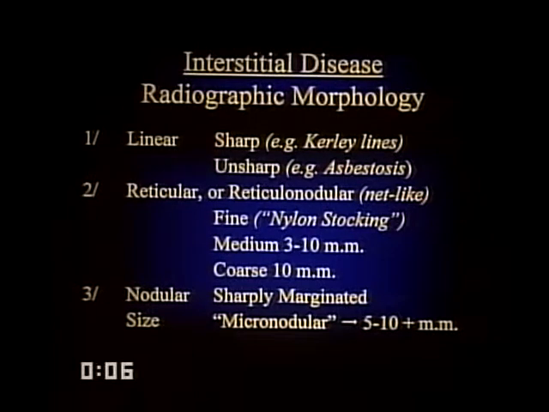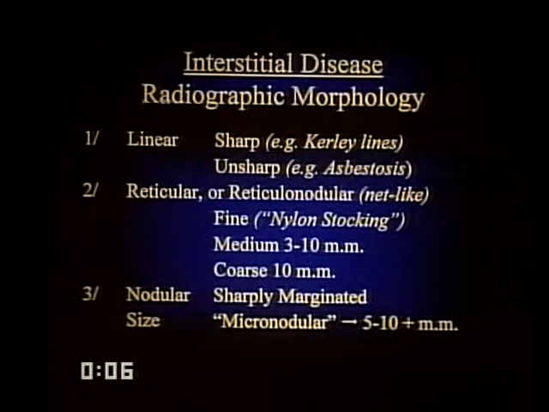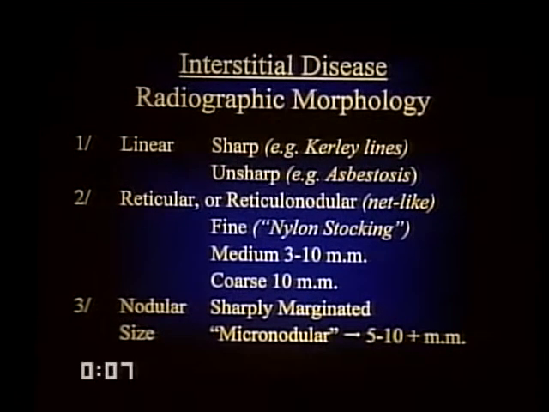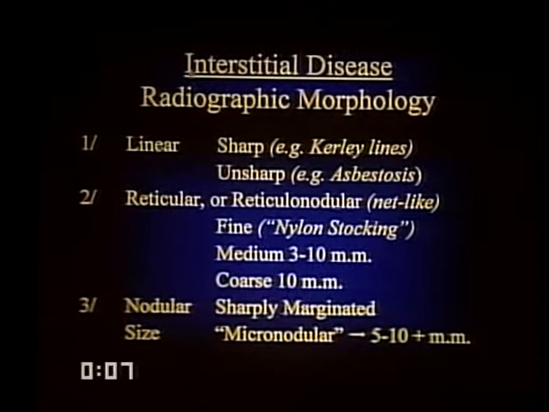The morphology: it is customary to classify it as linear, which may be sharp, the classic curly line, or unsharp. A good example of this is asbestosis. It may be reticular, and a reticulum means a net-like structure. By convention, these are defined as fine, likened in the older literature to a nylon, or prior to that, a silk stocking; medium, 3 to 10 millimeters; and coarse, 10 millimeters and sometimes larger.